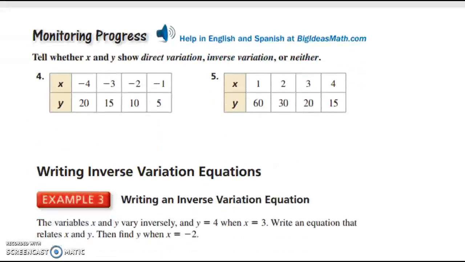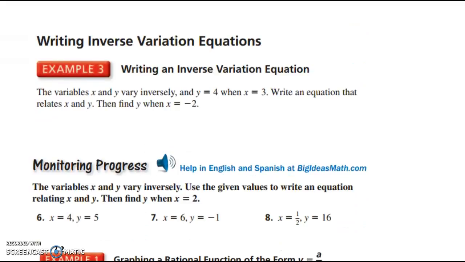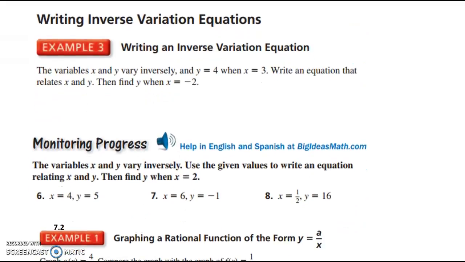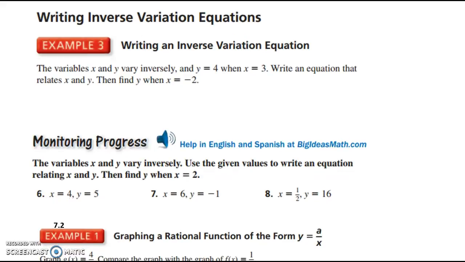Now look at example 3 on the next page. We're going to try writing an inverse variation equation. To start, we have to figure out, is it direct? Is it inverse variation? So if x and y vary inversely, we have y equals a over x.